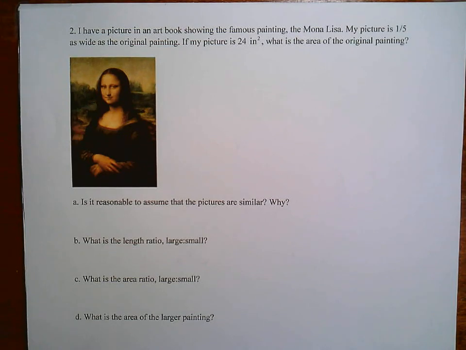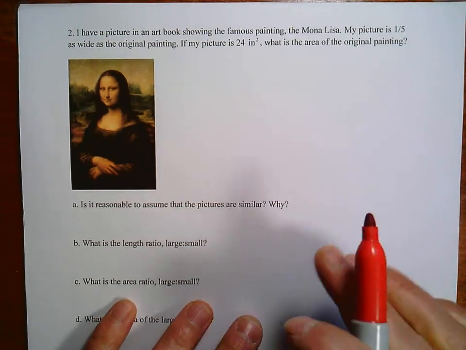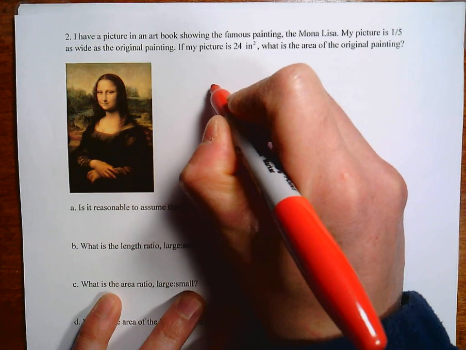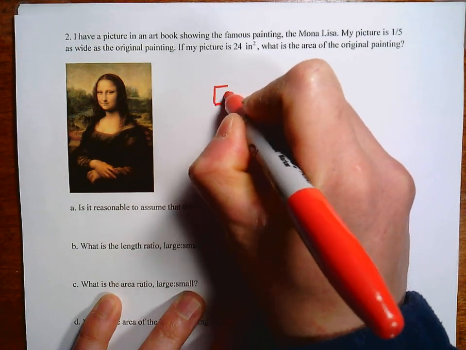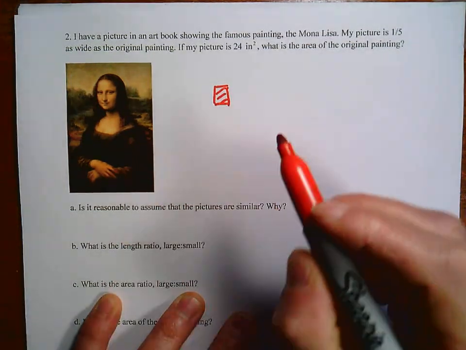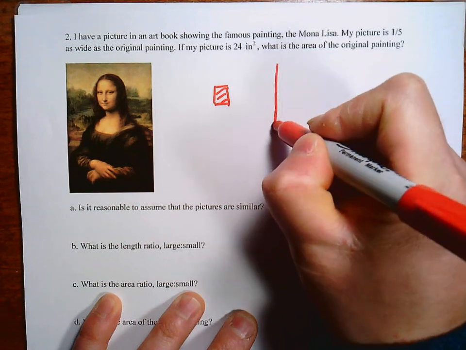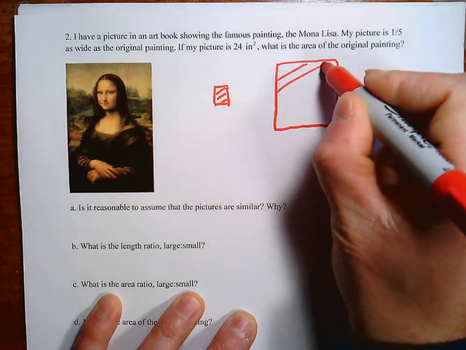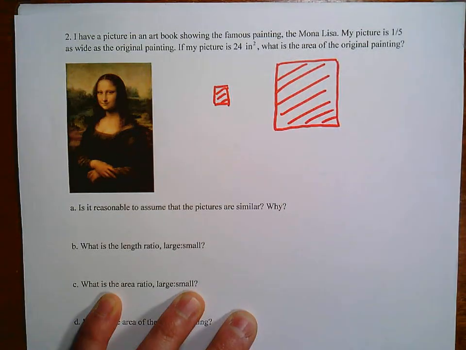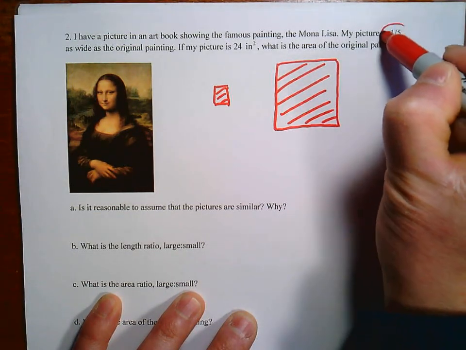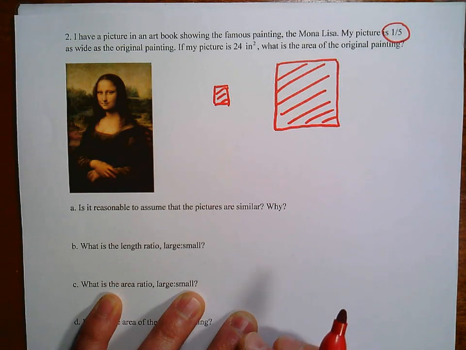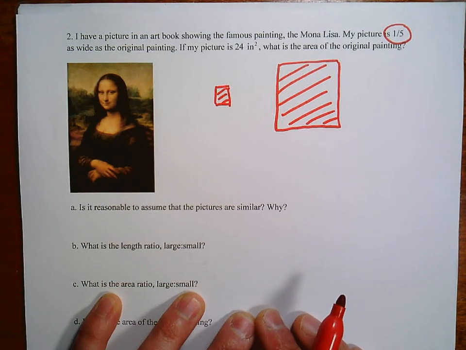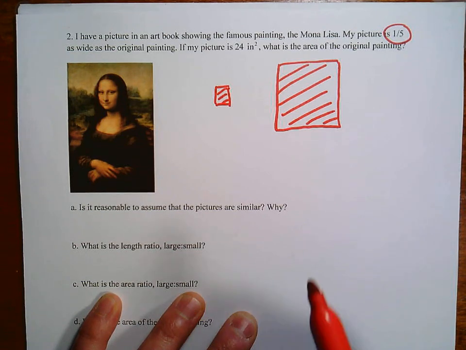Okay, so lots of things to think about here. The imagery I get when I think of this is, you could say, maybe this is the one that is in the book. The original might look something like this, much larger there. And so this is the key. It says my picture is 1/5 as wide. So I think it's safe to assume similarity, so also 1/5 as long.